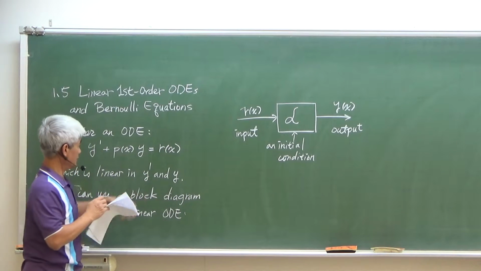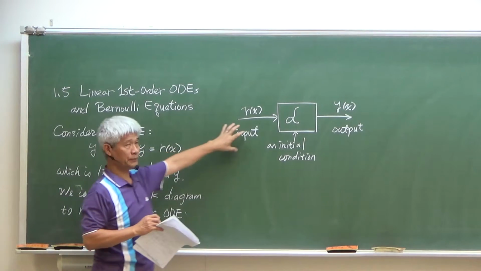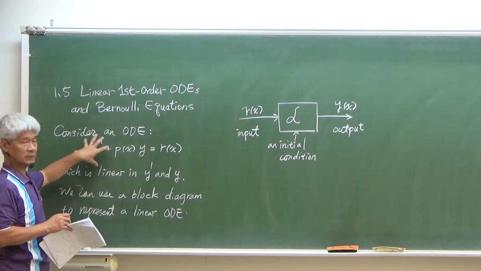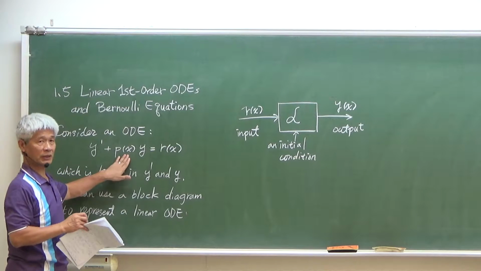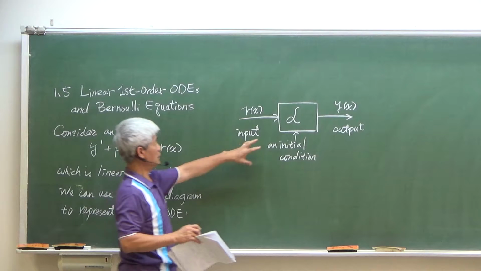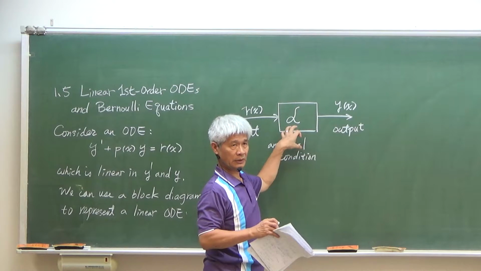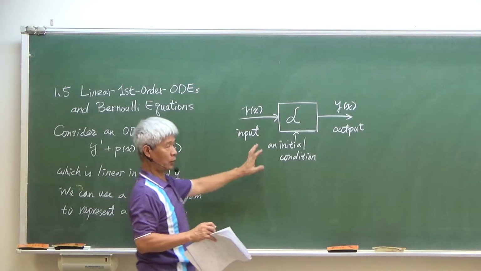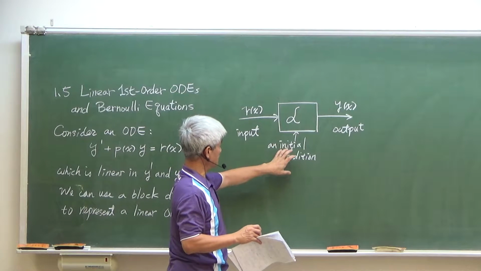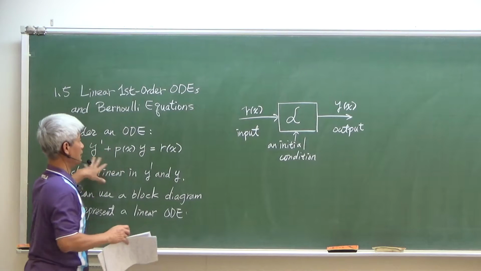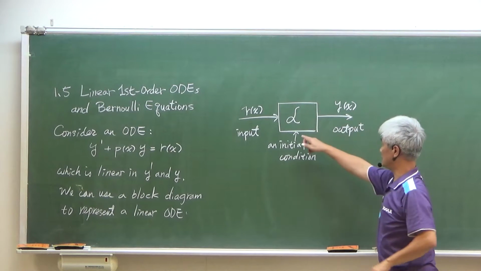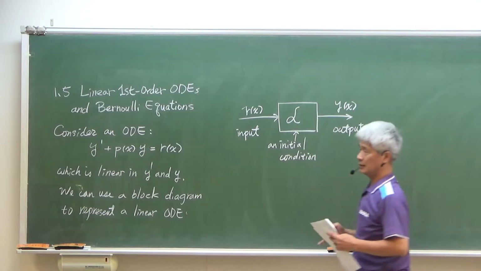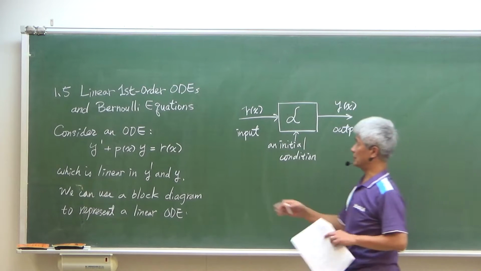So r of x here is just like the input of the system, and y of x is just the output. And the function p of x is used to describe the internal linear system. So once we solve this ODE with a given initial condition, we can have the output of the system for each input. So this is just a system point of view to describe an ODE.